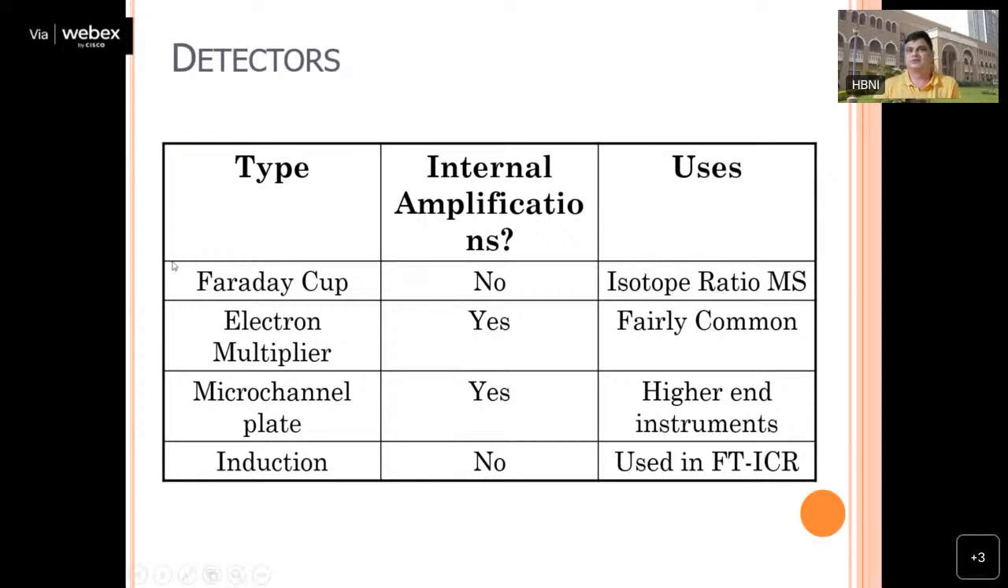For isotope mass ratio measurements, we use the Faraday cup. The electron multiplier detector is very common. For a higher end instrument, which is very sensitive, we use micro channel plates, and the induction detector is used in FTICR, which is still very costly and used for some special purposes.